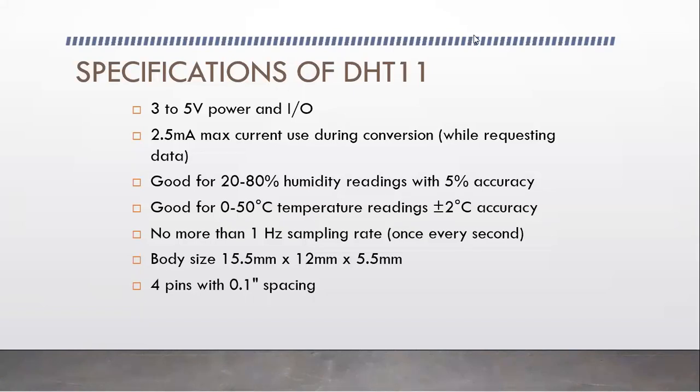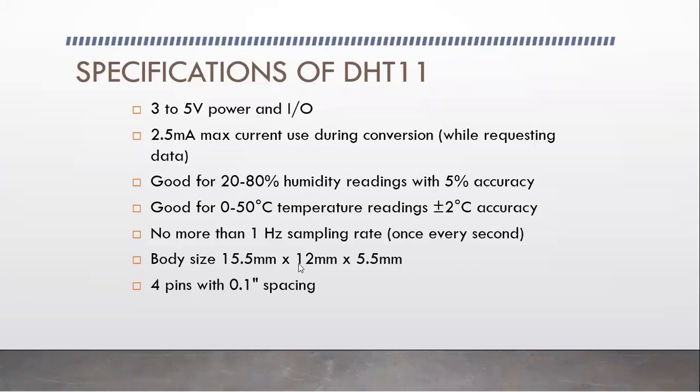So you can see here, this DHT sensor can detect from 20 to 80% humidity with an accuracy of plus or minus 5%. The same thing, it would detect temperature from 0 to 50 degrees centigrade, with plus or minus 2 degrees accuracy. This is the sampling rate, guys. For every 1 second, the values would be updated.